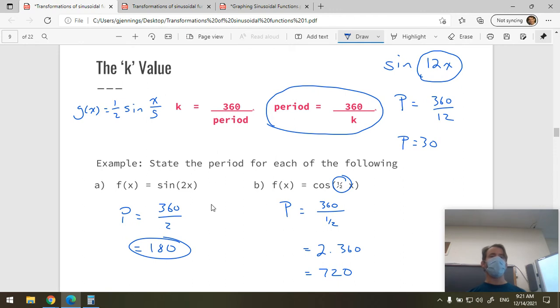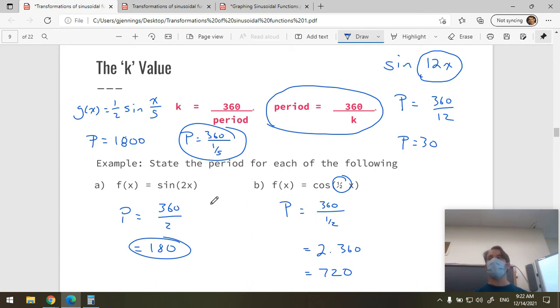Here's our K transformation. Our K transformation is divide by 5. So that's going to be a horizontal stretch of factor 5. Suraj? 1,800. Yeah, 1,800. So here we use this formula to find it out. 360 divided by 1 over 5 is 360 times 5, which is 1,800. Great. So this has a period of 1,800. And we got that from solving this equation: P is equal to 360 divided by 1 over 5. Okay, so that's all you do.